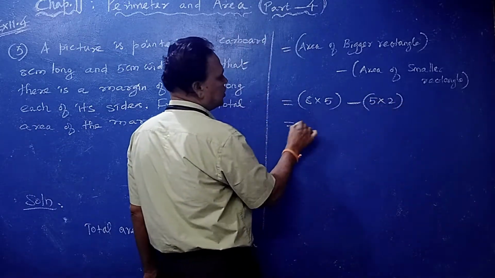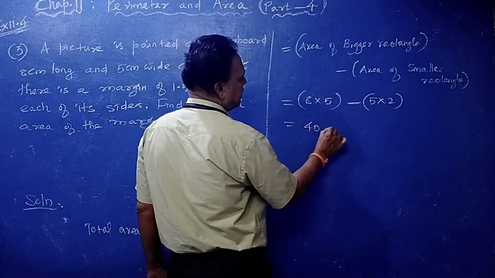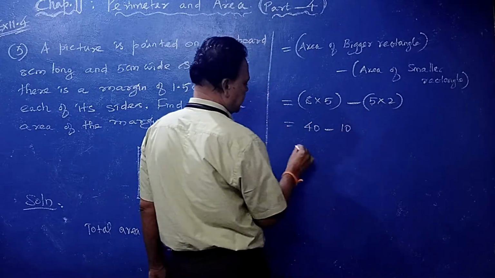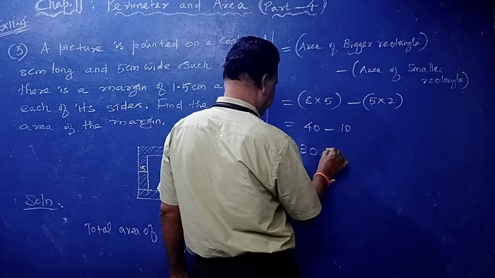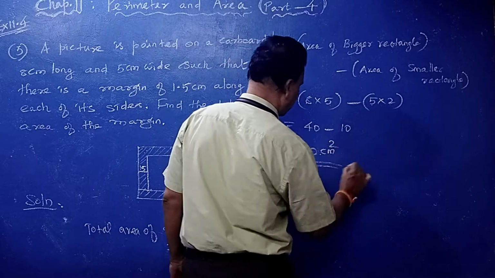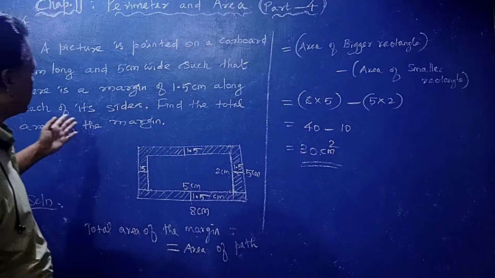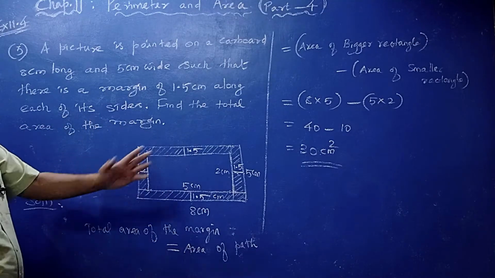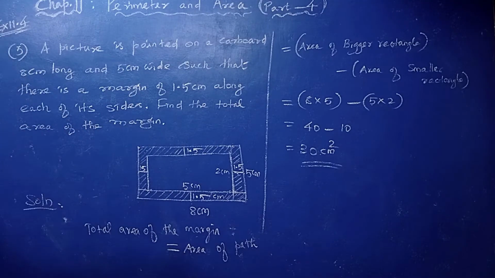So 8 into 5 is 40, this is 10, so 30. So the area of the margin is 30 centimeter squared.